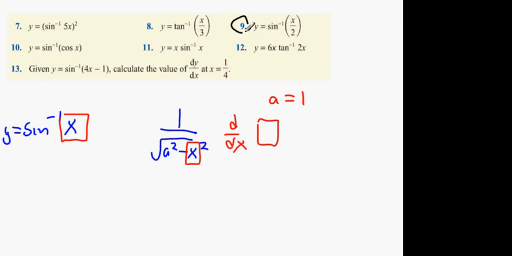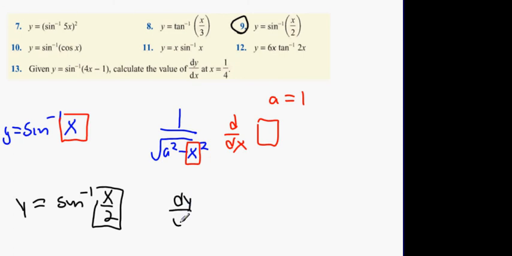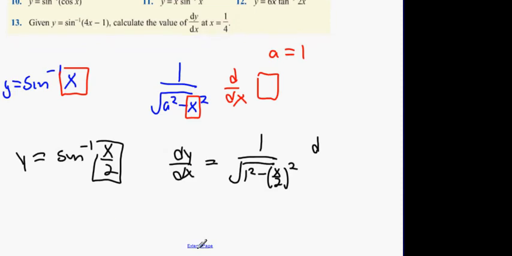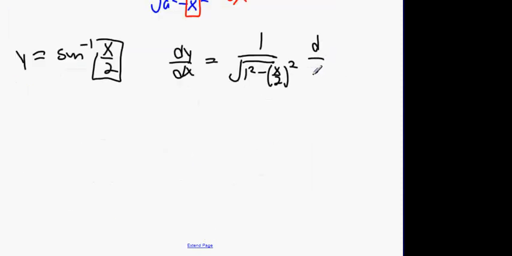Number 9. Now, in number 9, y is equal to sine inverse x over 2. What's in the box is x over 2. So here's what we have to do. The derivative is 1 divided by the square root of whatever a squared is. We know a squared is 1 squared, minus what's in the box, which is x over 2 squared. And then finally differentiate what's in the box, which is going to be x over 2. You stop here and then you start squaring stuff out.